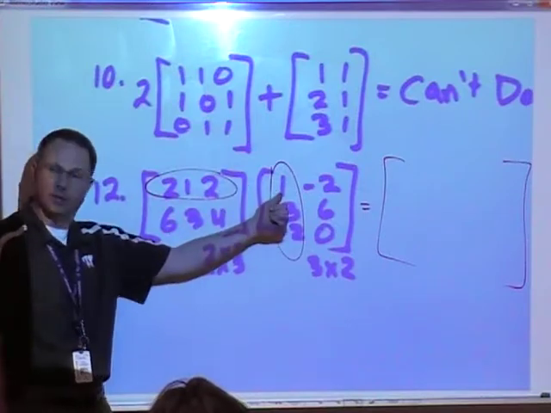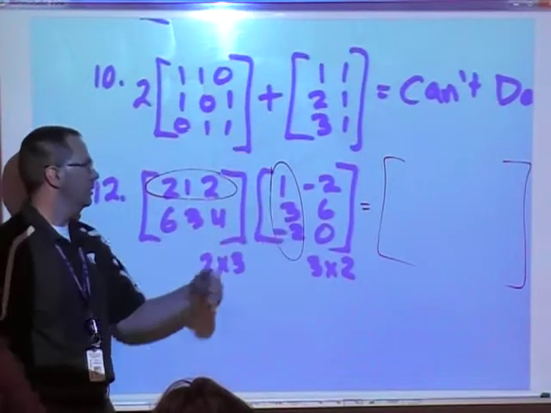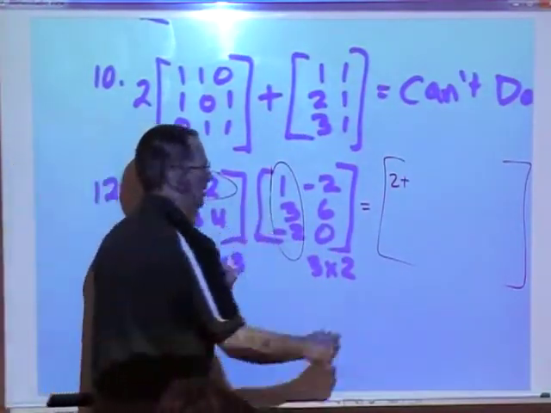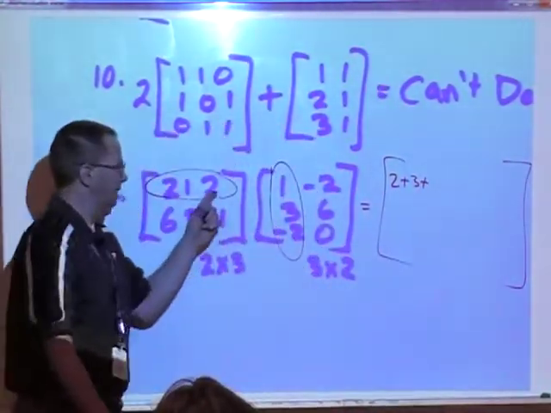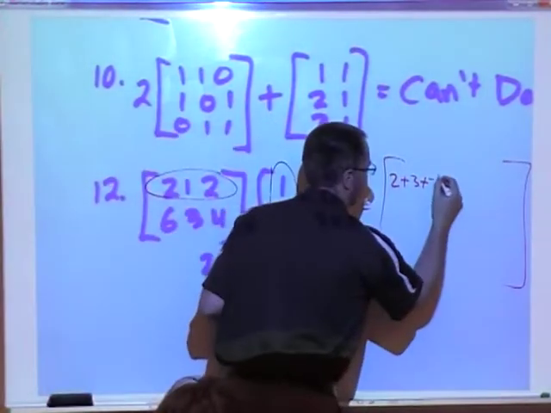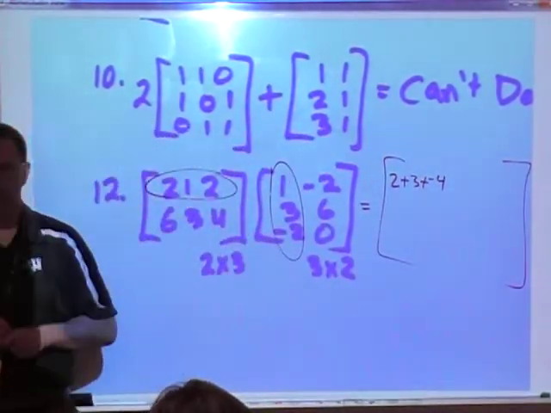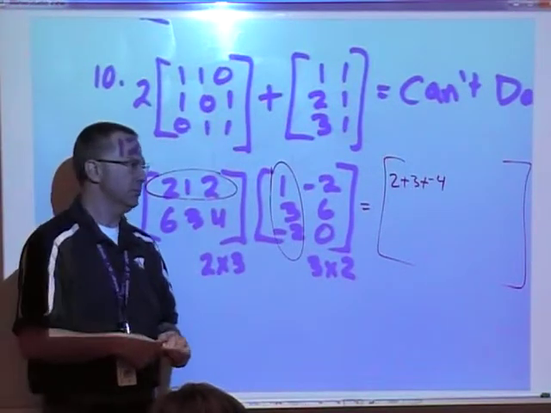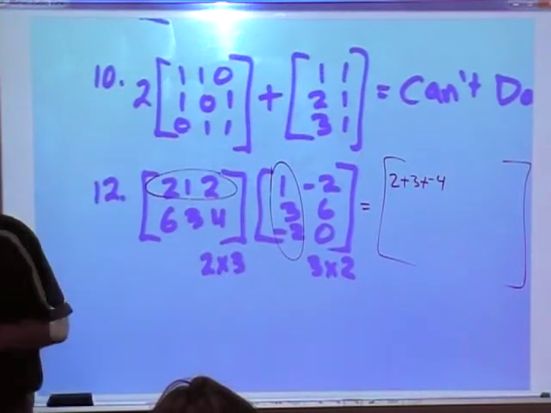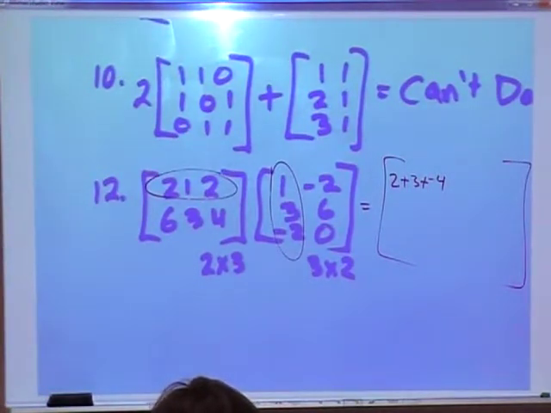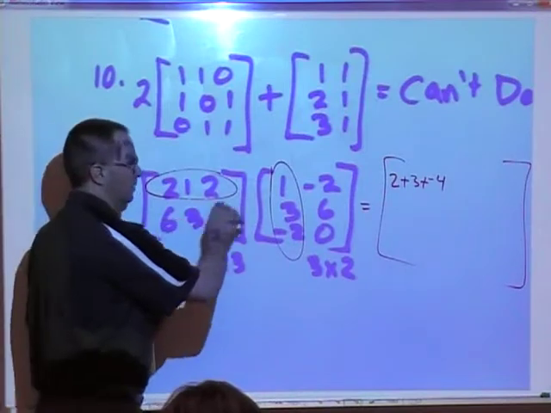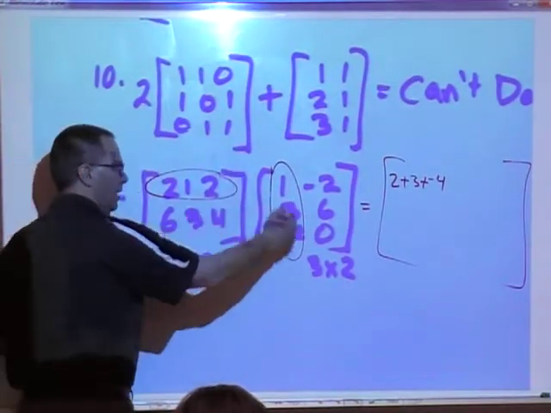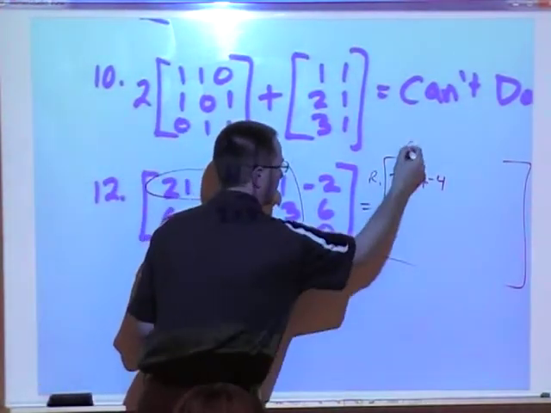So 2 times 1, 2, okay, so I'll just write this down. 2 plus 1 times 3 is 3, plus 2 times negative 2 is negative 4. And that answer will be that entry in that position. Everybody do that? Come up with your answer. We're going to do the whole thing. Practice, practice, practice. So you got that answer? So that's row 1, column 1's answer.